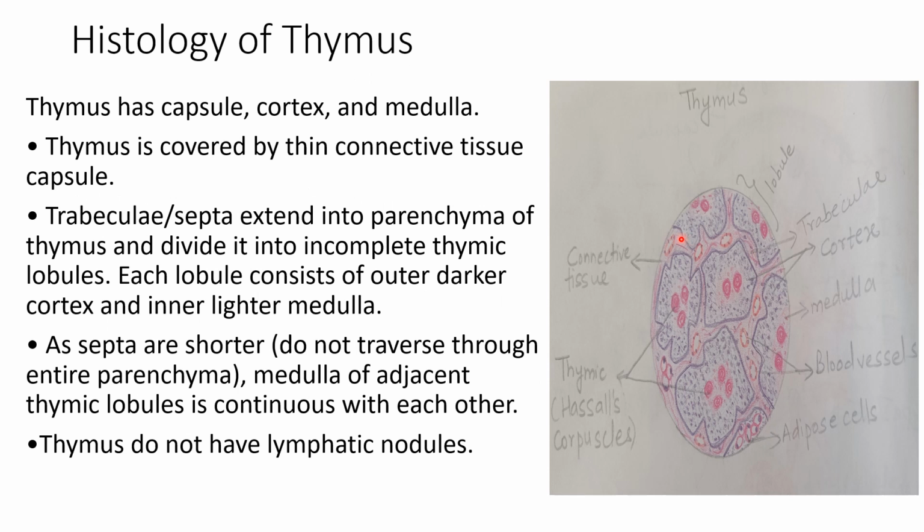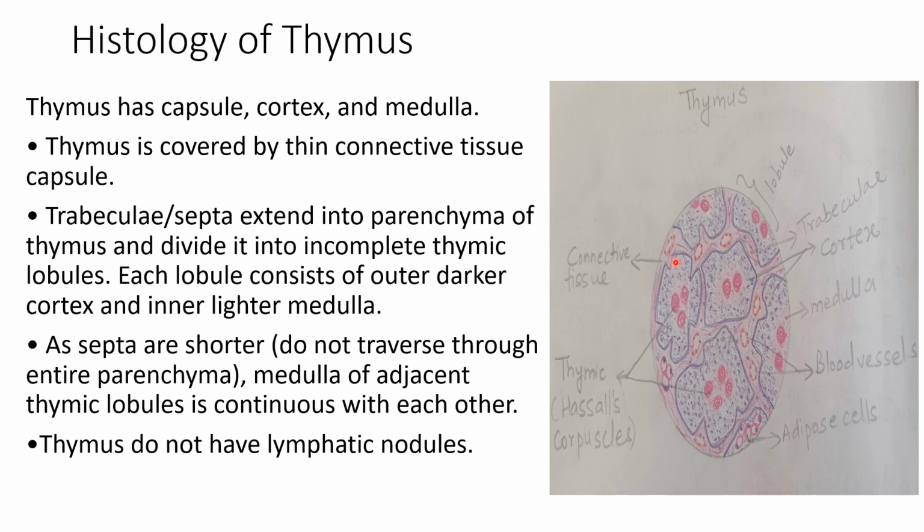Coming to the histology of thymus, the thymus is covered by a capsule. So the outer lining is the capsule. From the capsule, septa or trabeculae will project into the parenchyma of the thymus, and it will divide the parenchyma of the thymus into lobules. So the septa is incomplete. It will divide the outer part of lobules, but it will not traverse completely through the parenchyma. So the inner medulla part is continuous with each other.